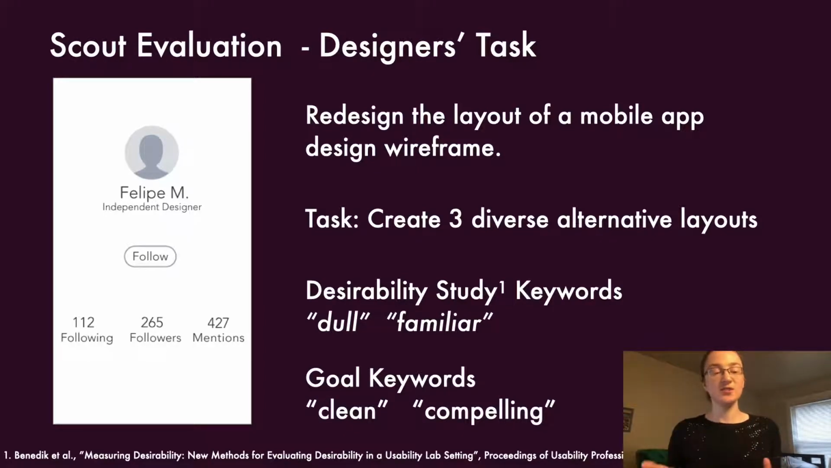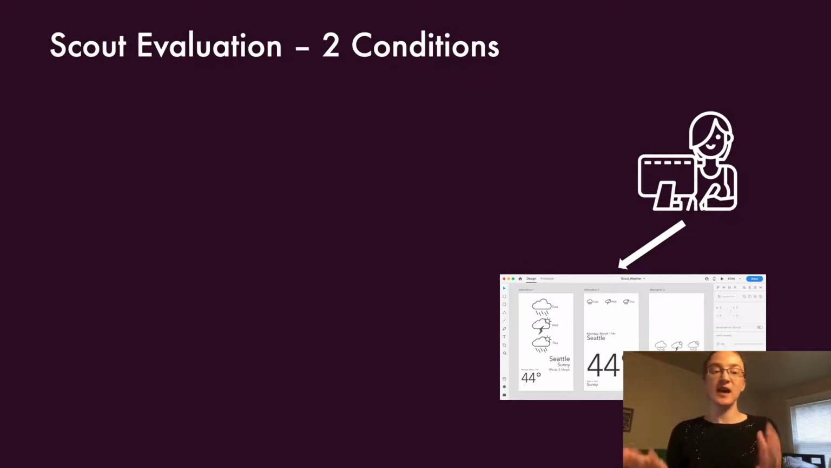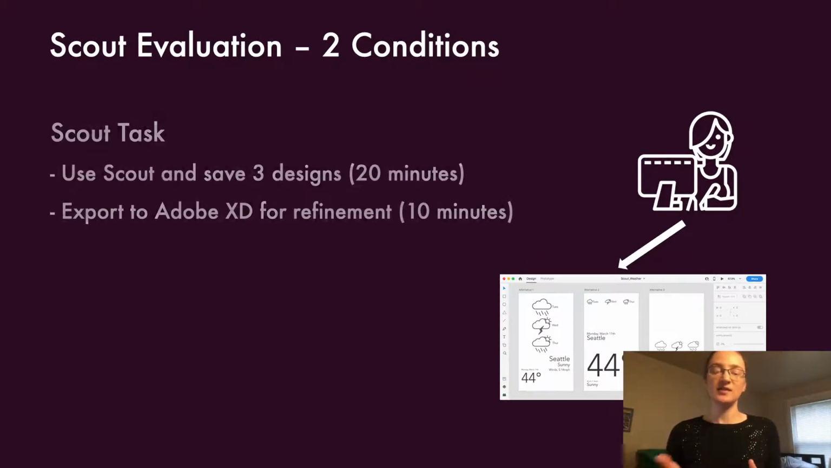We gave the designers 2 sets of predefined components that we selected to be from common and familiar types of app screens, like a social media and a weather app screen, and gave them these component palettes to use. Our evaluation had 2 conditions. The first was a Scout task where the designers used Scout and saved their top 3 designs for 20 minutes, and then they exported them out to Adobe XD for refinement.